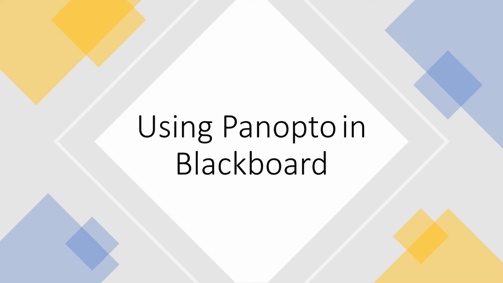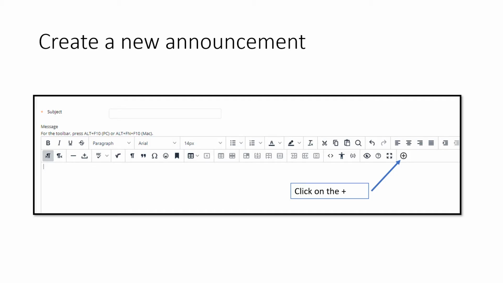This video is on using Panopto, a video recorder, as part of Blackboard. The first step, let's assume that you're going to use this to create a new announcement, is you are going to click on the plus sign.